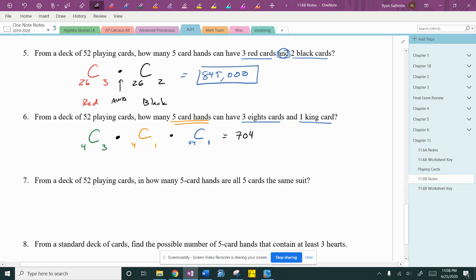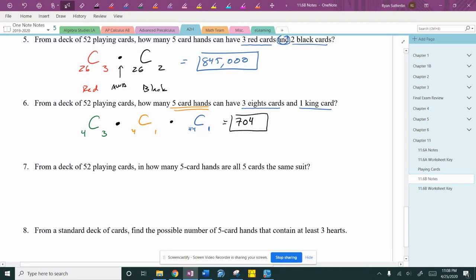And this is how they're going to get probabilities for games of poker. And we're going to talk about probability coming up in a couple classes. Number 7, from a deck of 52 playing cards, how many 5-card hands are all 5 cards of the same suit? Well, that means all the cards could be hearts, or all of them could be spades, or all diamonds, or all clubs. So we could have all of the cards be hearts.